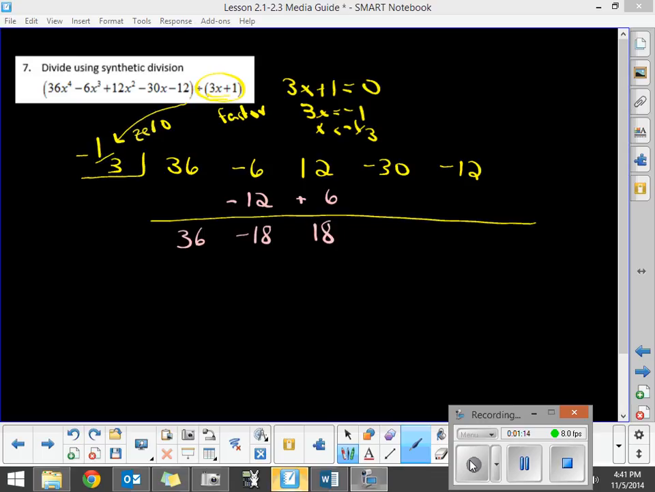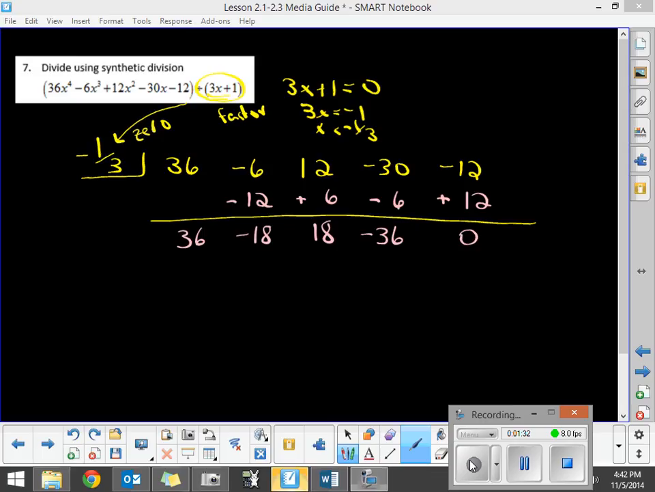So I'm going to make sure I get a negative here because I got a positive times negative, and a third of 18 is 6. So a negative 30 and a negative 6 is negative 36. Now negative times negative is positive, so I know I got a positive, and a third of 36 is 12. And we end up with the remainder of 0.